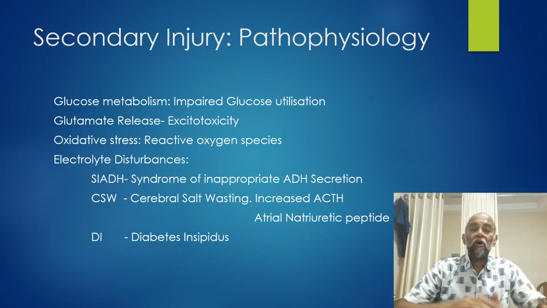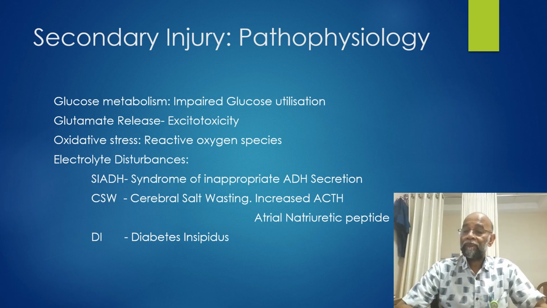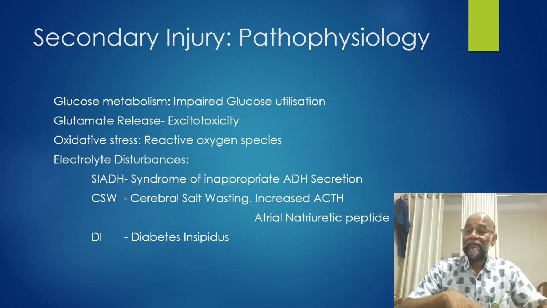Other factors contributing to secondary injury include glucose metabolism. The cells are unable to utilize glucose after a head injury. Impaired glucose utilization, actually glucose becomes toxic. There is also glutamate release. It can produce seizures. It can also produce neurological damage.